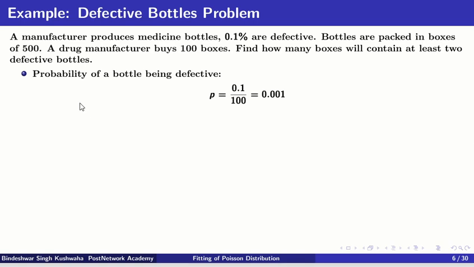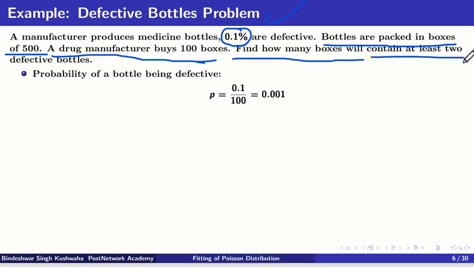Now let us see an example, the defective bottles problem. A manufacturer produces medicine bottles and 0.1% are defective, and bottles are packed in boxes of 500. A drug manufacturer buys 100 boxes. The problem is to find how many boxes will contain at least 2 defective bottles.